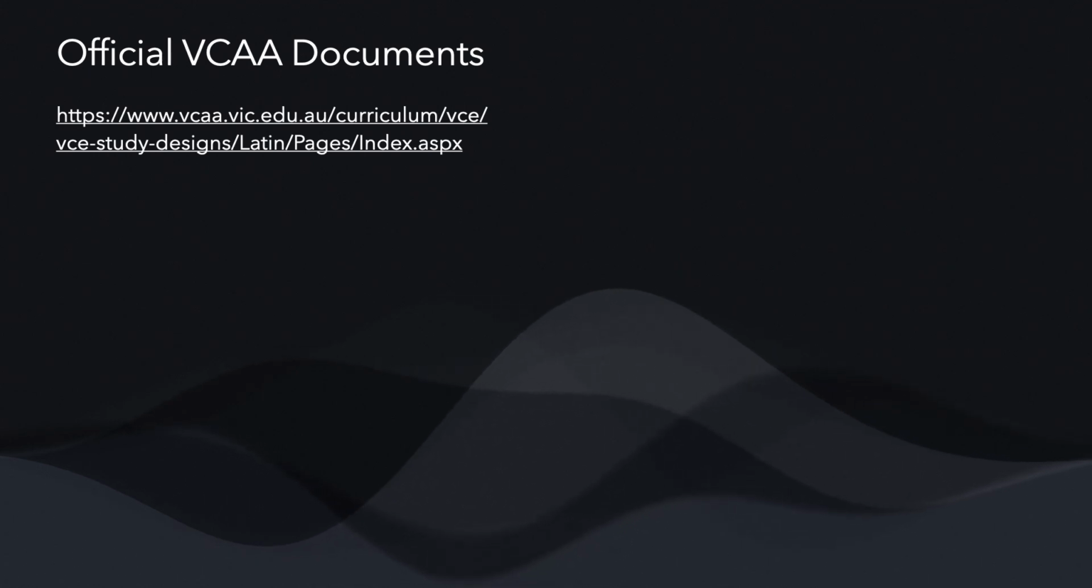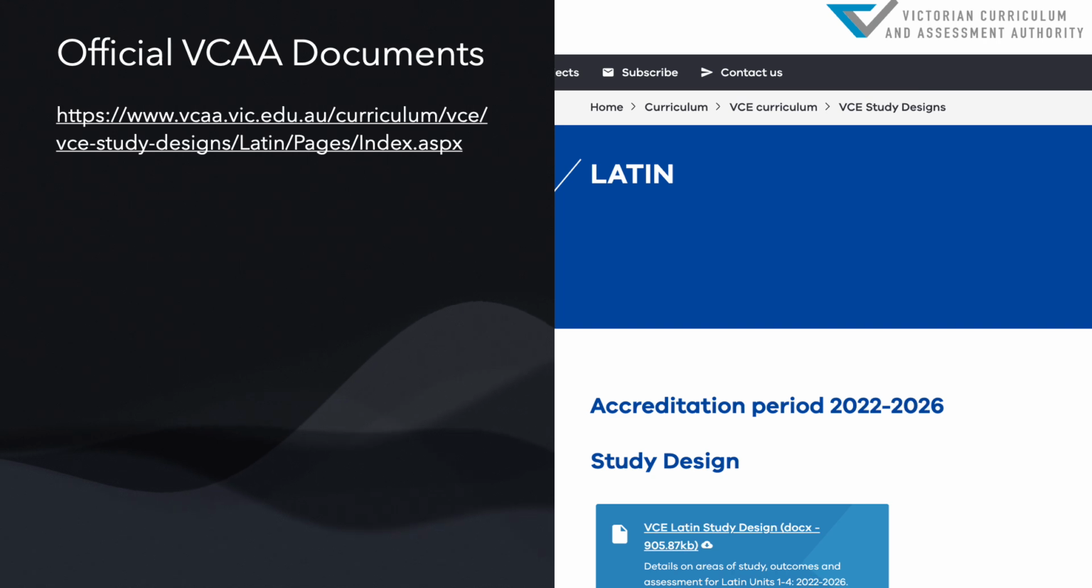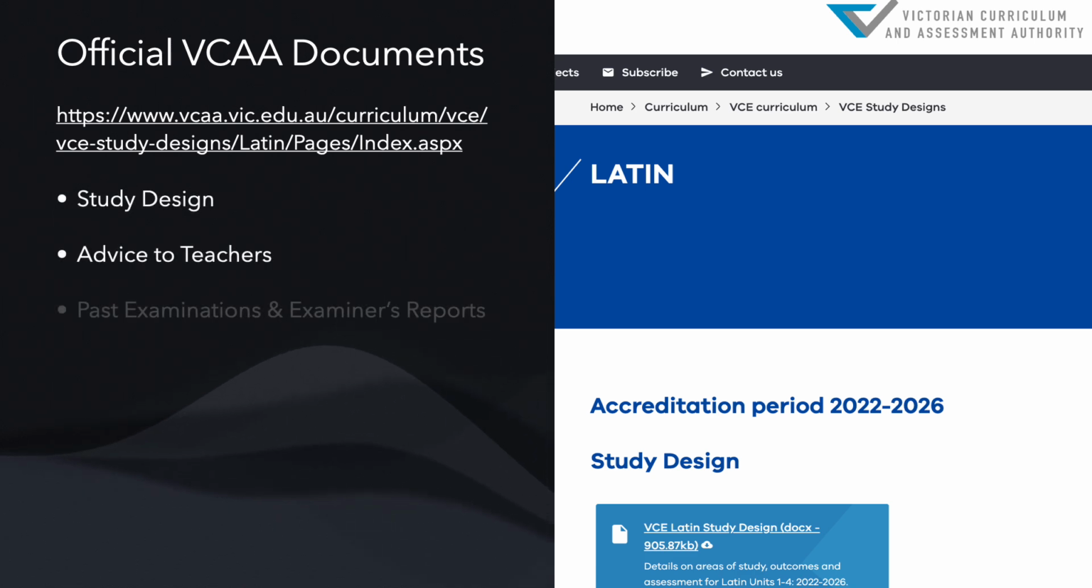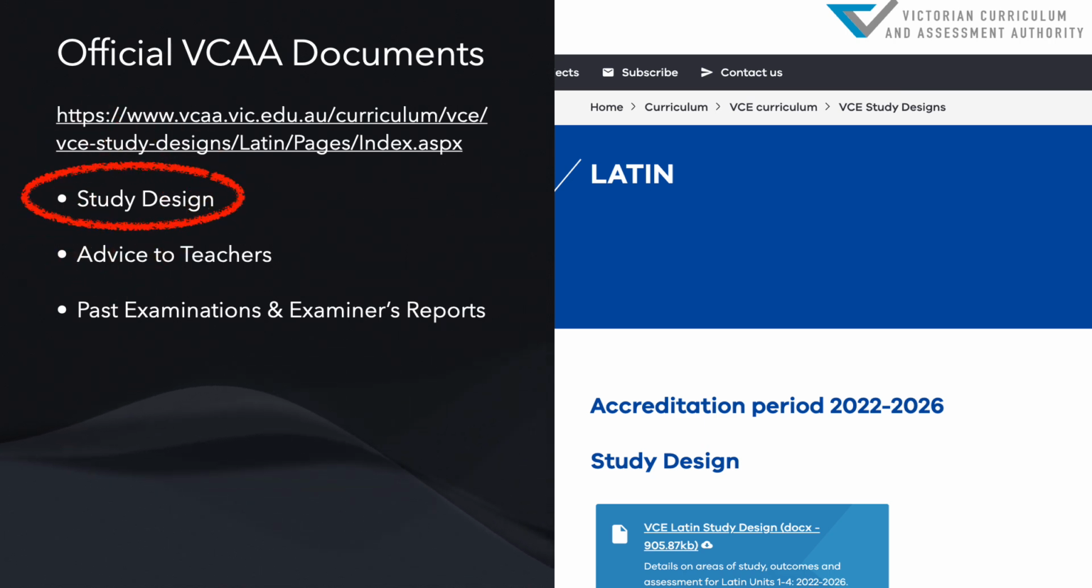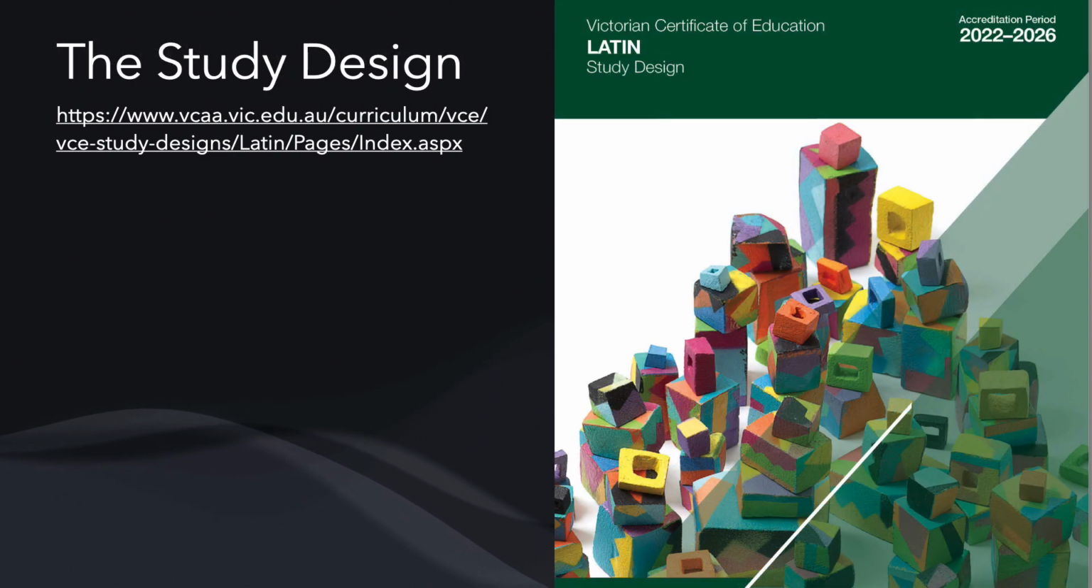If you go to the website, the address is given here, but it's much easier just to Google VCE Latin, and that will get you to the launch page for Latin on the VCAA website, which has all the documents which you need: the study design, the advice to teachers, past exams and examiners' reports, and a few other things. But the one we're going to be focusing on today is the study design. So let's have a look at that. Again, you can download a copy of this.